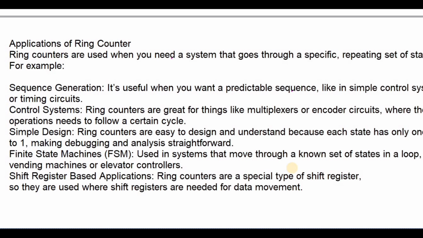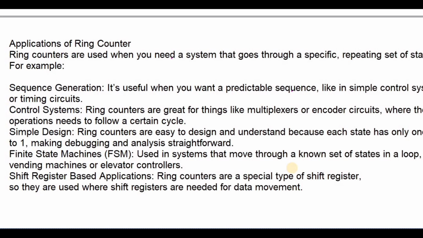So it makes debugging analysis straightforward, and it is used in finite state machines. Whenever a system moves through a known set of states in a loop, for example elevator control or vending machines, right? So if you put a 5 rupee coin, you will get the product which costs 5 rupees, right? Then it is used in shift-based applications. Ring counters are a special type of shift register, used where shift registers are needed for data movement. So these are the applications of the ring counter.